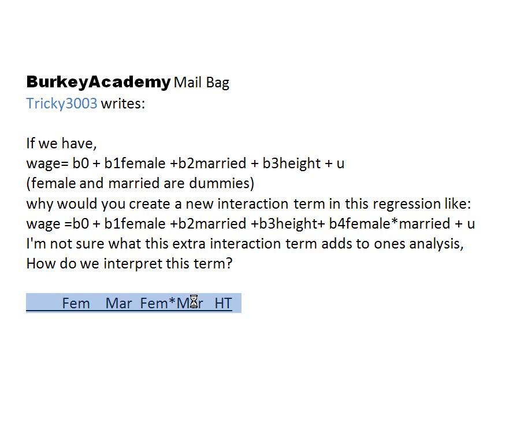Now, when you're putting your data together, think about some specific people. We might have someone in our data set who is a female, that's a 1, who is single, so 0, not married. And so what's female times married going to be? 1 times 0 is 0. Now let's look at another person in our data set. They are female, and they are married. What's the value of female times married? 1 times 1 is 1.